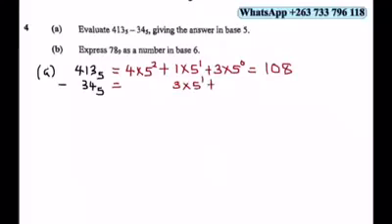4 base 5 is 3 times 5 to the power 1 plus 4 times 5 to the power 0. So if we simplify this, we get 108. So this will be 4 times 25, which is 100. 1 times 5, which is 5.